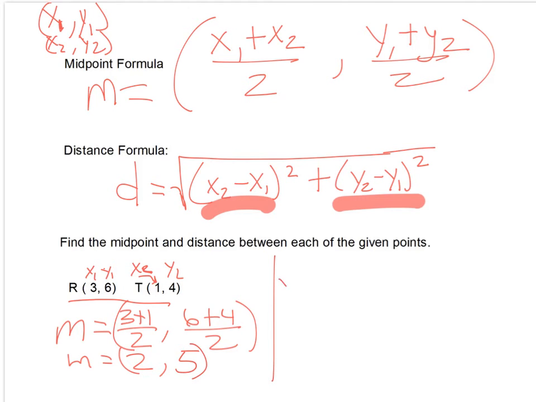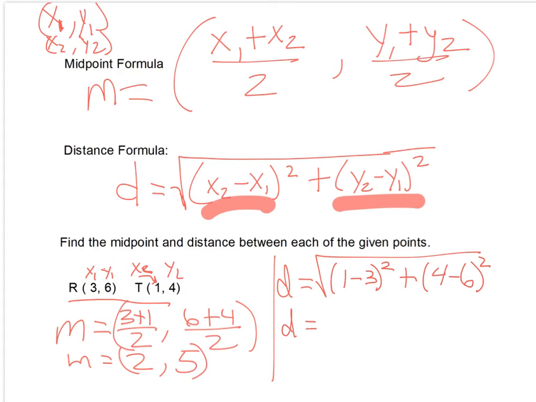All right, so if I want to find the distance, you have to use the big long square root formula. So let's substitute in. Let's see. x2 is 1 minus x1 is 3. I'm going to square that. Plus y2 is 4 minus y1 is 6. I've got to square that. So now my distance equals the square root of negative 2 squared, or 1 minus 3 squared.